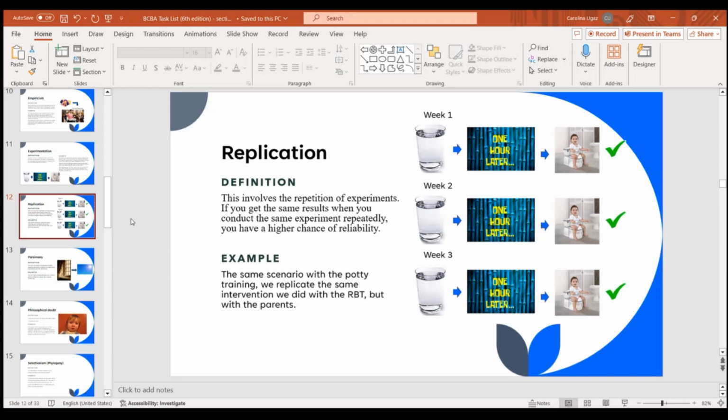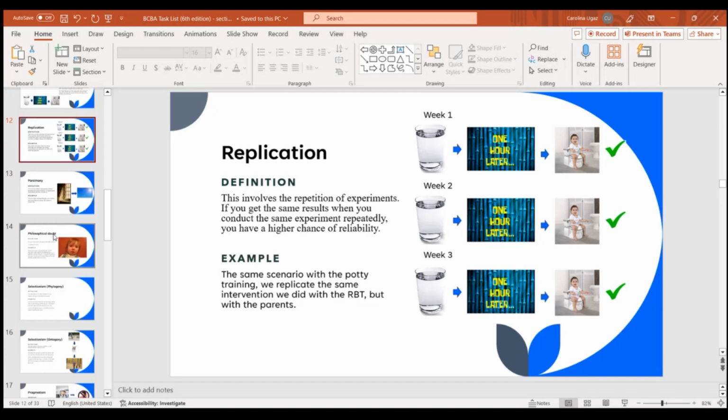All right, replication. This involves the repetition of experiments. If you get the same results when you conduct the same experiment repeatedly, you have a higher chance of reliability. Example, the same scenario with the potty training, we replicate the same intervention we did with the RBT, but with the parents. Would you typically withhold water from a child? No, because that's considered an unconditioned reinforcer. Yep. All right, awesome.